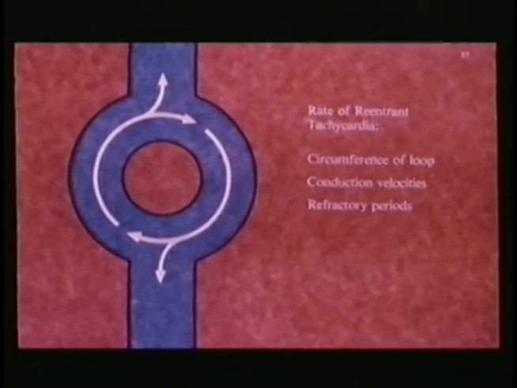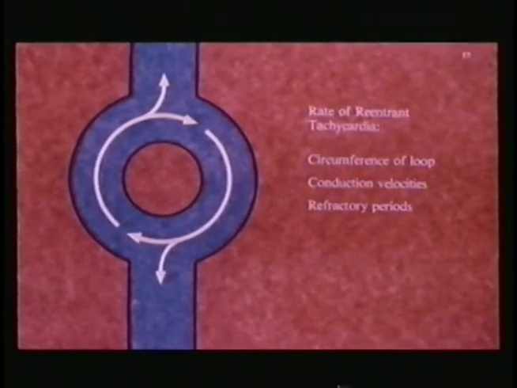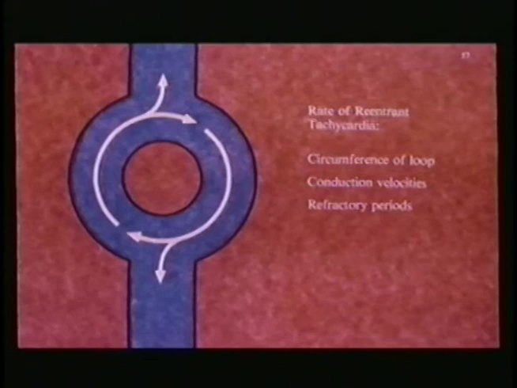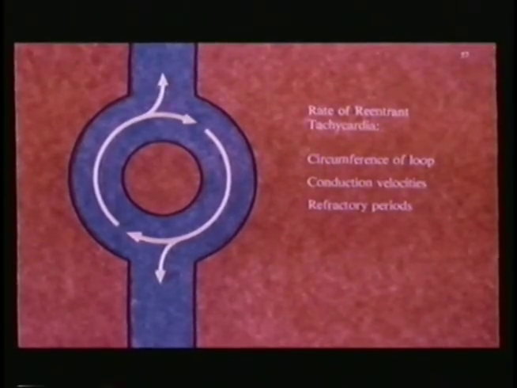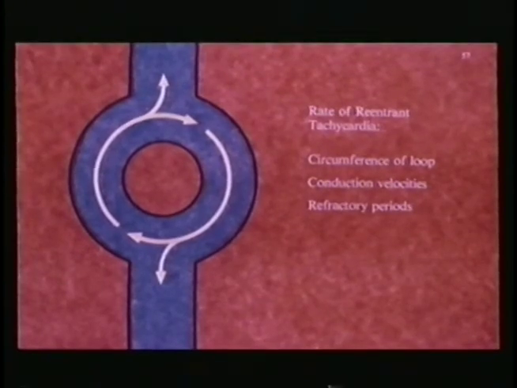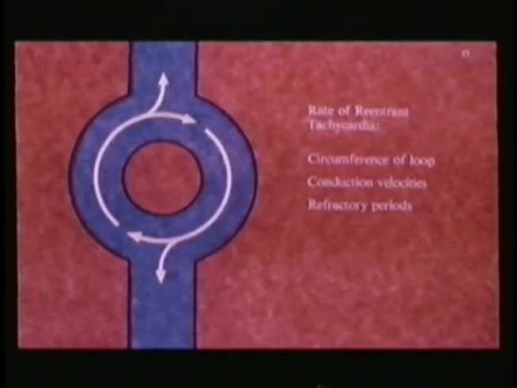Consecutively completed loop circuits constitute a paroxysmal tachycardia. The rate of a reentrant tachycardia is a function of the total circuit time of the reentrant loop. This is in turn a function of the actual circumference of the loop, the conduction velocity in each of the component tissue elements, and the refractory period of each component tissue.